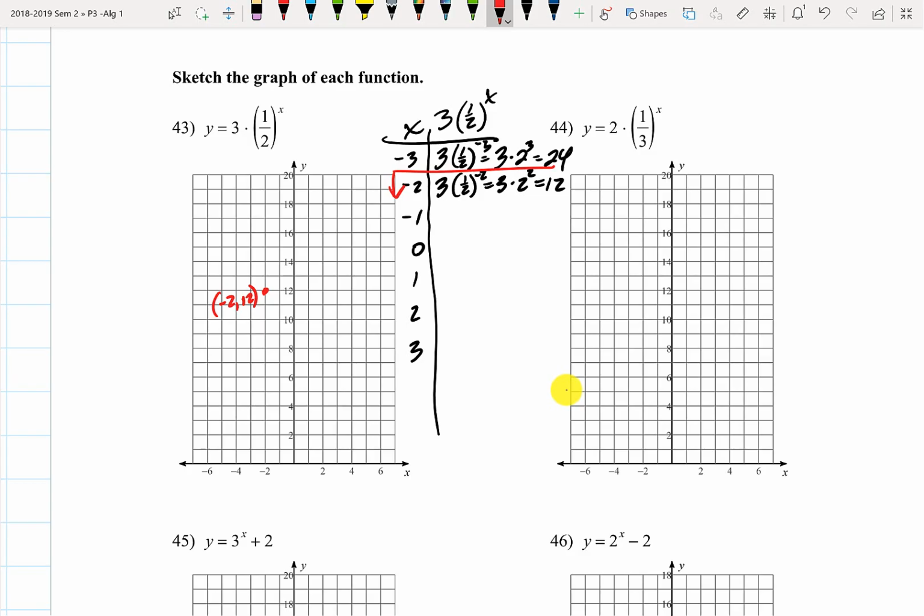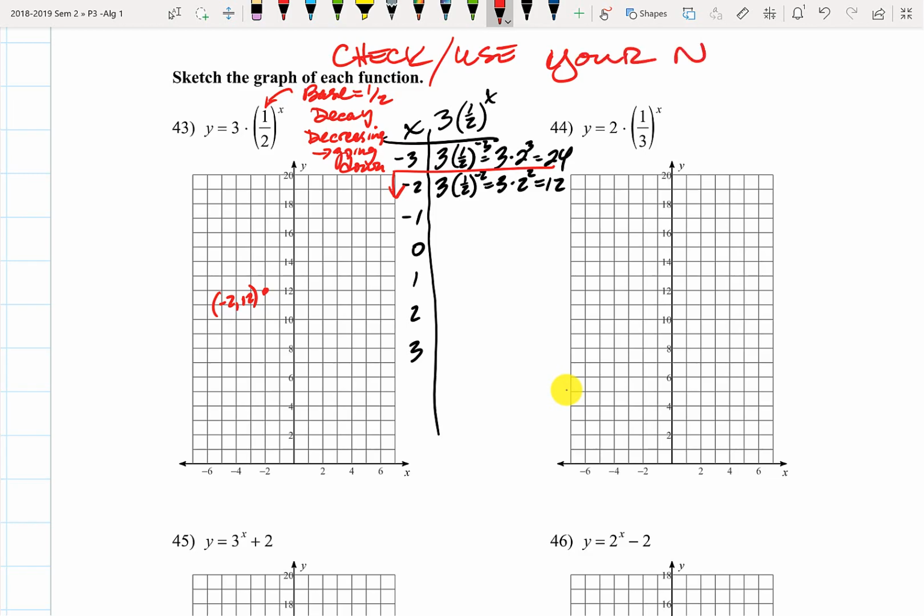Okay, and by the way, the base is 1/2. So the base right here is equal to 1/2, and that's a decay function, which is a decreasing function. So this is going down and not up. That's what happens when you have a base 1/2 or 1/3 or 1/4. Check your notes on this one, use your notes because you have a full-on notebook on this. Get out your yellow notebook. We did a ton of them.